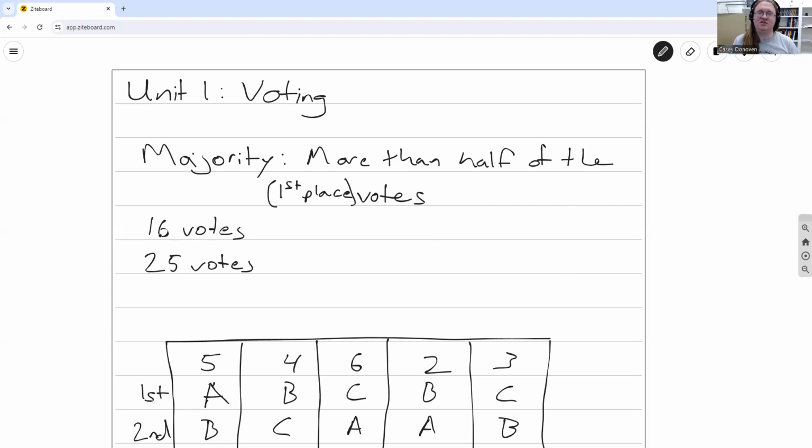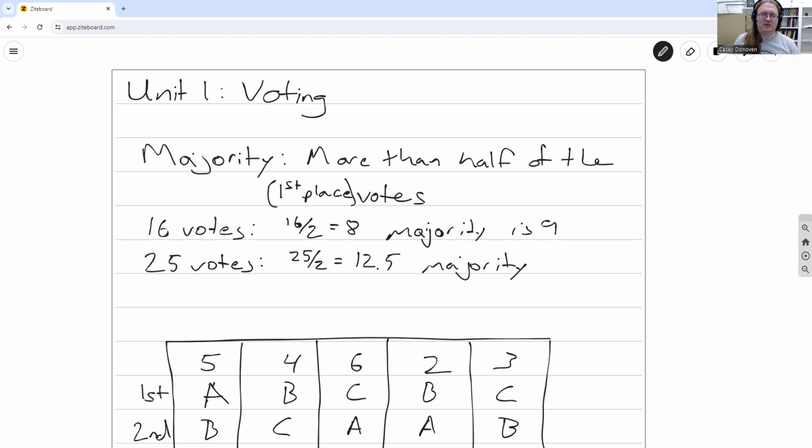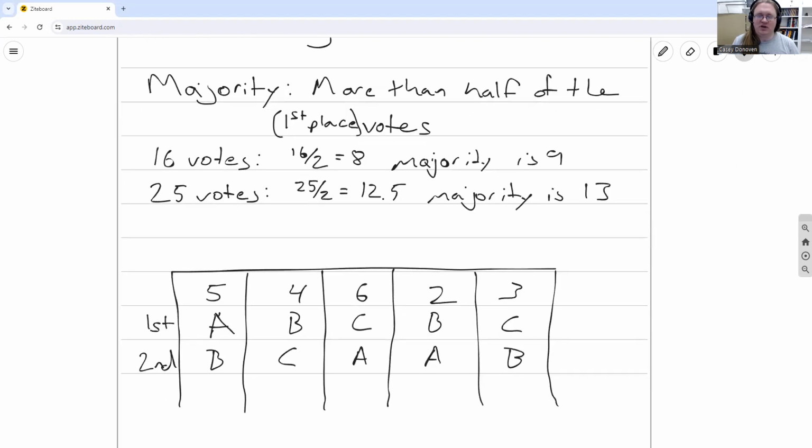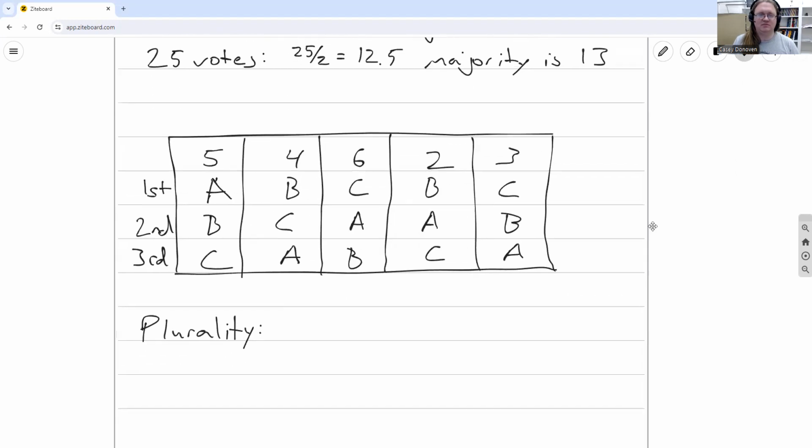So for instance, if there were 16 total votes, that would mean that half of 16 would be 8. So then a majority is 9 votes. Whereas for 25, half of 25 is going to be 12.5. So then that means that a majority is going to be 13 votes. So you'd need 13 votes to be a majority of 25, and you'd need 9 votes to be a majority of 16. So once everyone has voted, you can tabulate the results.